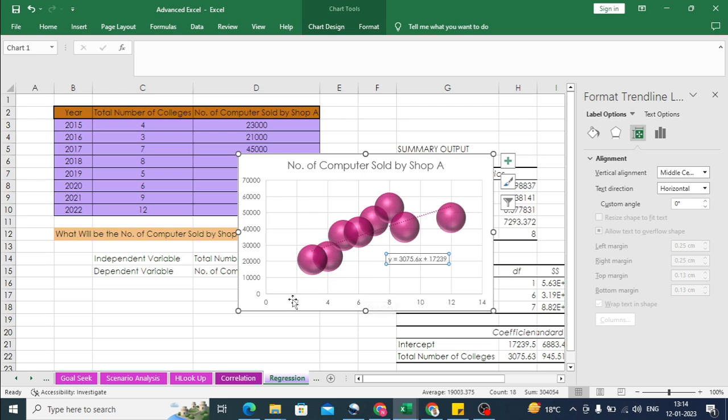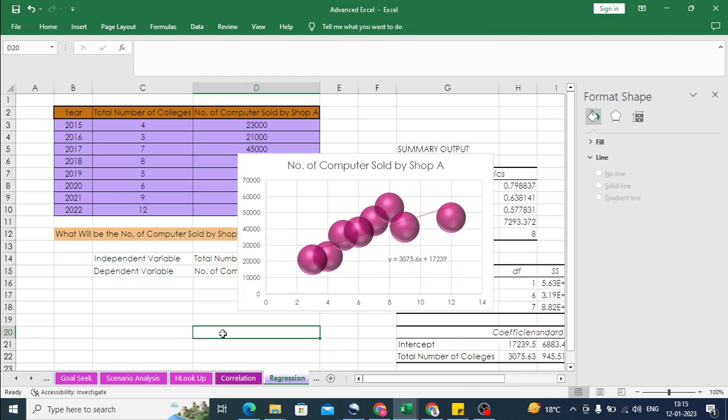Regression equation is this particular equation which you see, and it is telling us that if we enter the total number of colleges in the place of x and we solve this equation, we will get the y. And what will be the y? Y will be the total number of computers sold by shop A. So let's just calculate it.